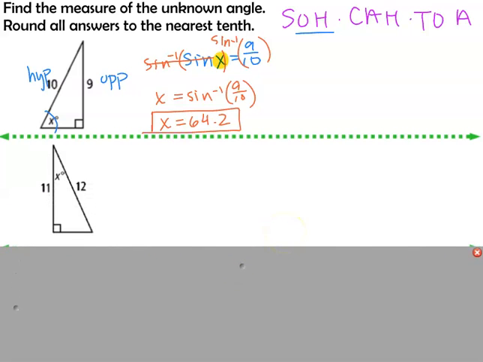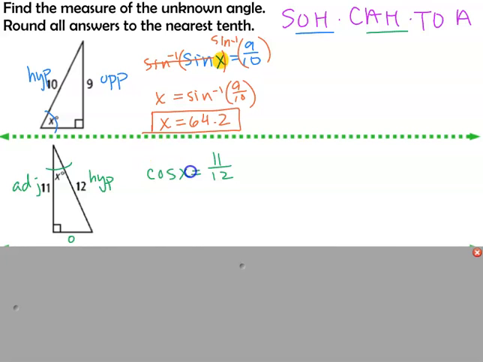So in this diagram, our variable is up here in this angle. So let's go ahead and label. This would be the opposite side, and then 12 is going to be our hypotenuse, which means 11 needs to be our adjacent side. So the trig function that uses the adjacent side and hypotenuse is going to be cosine. So we'll set up cosine of the angle is going to be equal to the adjacent side over the hypotenuse.